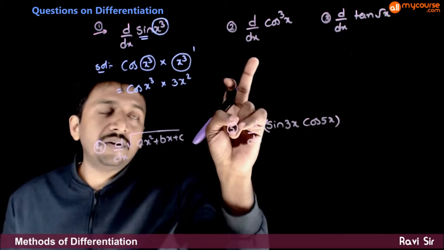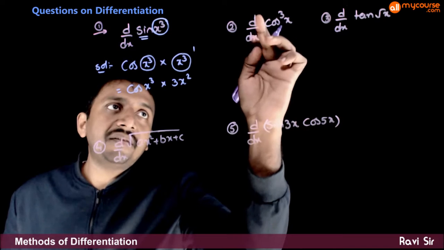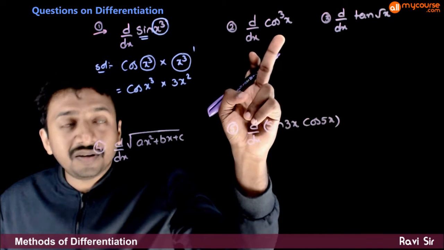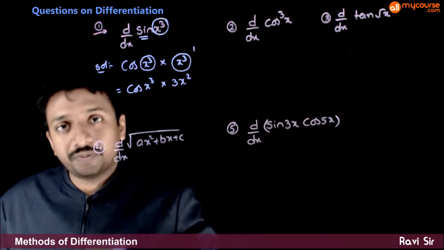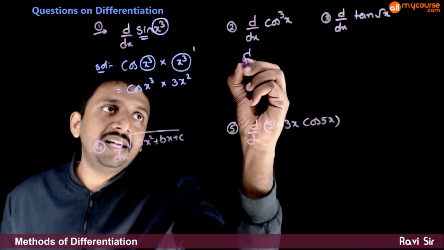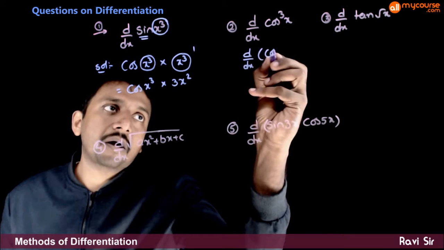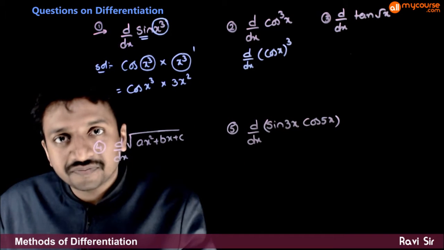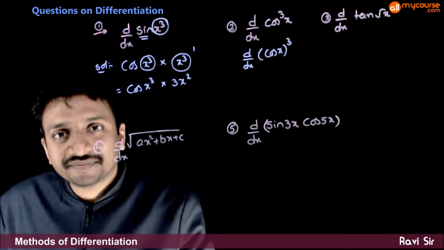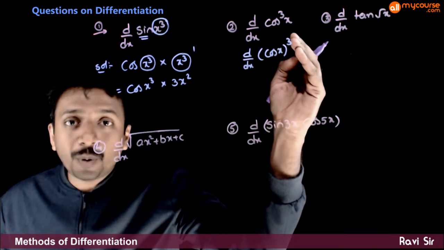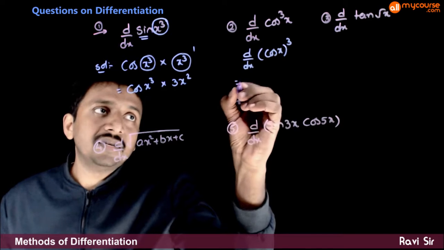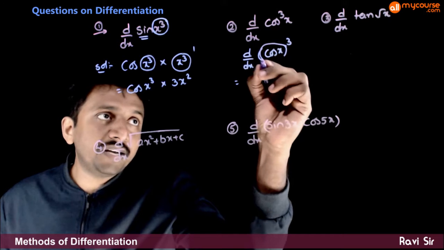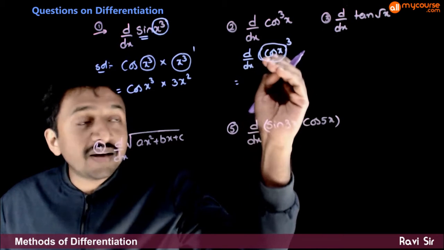Right? Now we will go to this. Here you have d by dx of cos cube x this time. This is not cos x cube. This is cos x whole cube. This is d by dx of cos x whole cube. Now this is also a composite function. Cube of cos x. If you read it, cube of cos x. This is something whole cube, right? If you take cos x as something, this is something whole cube.